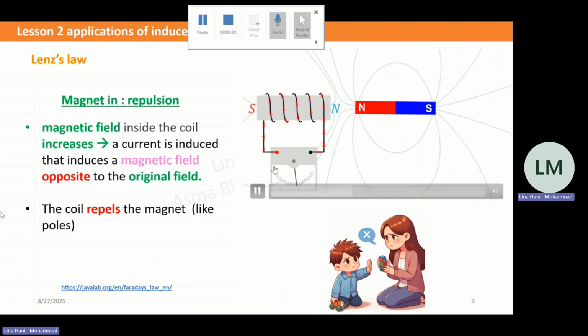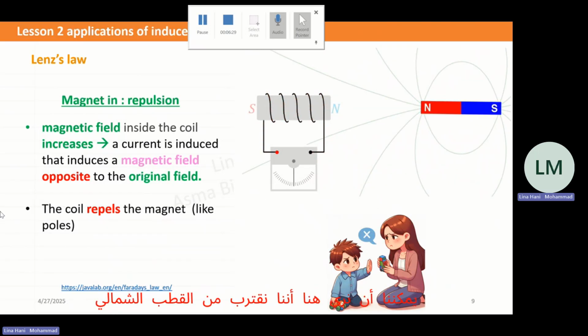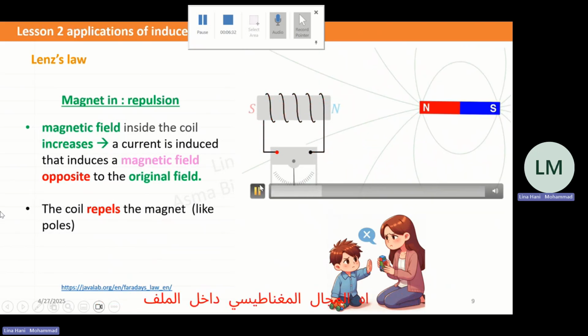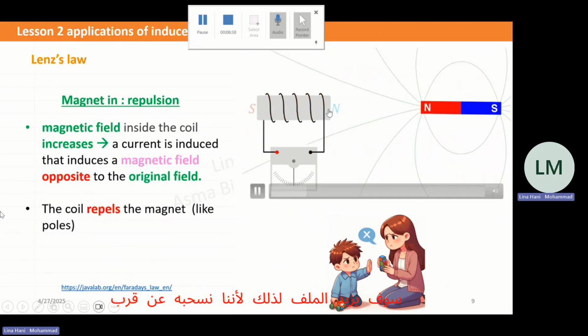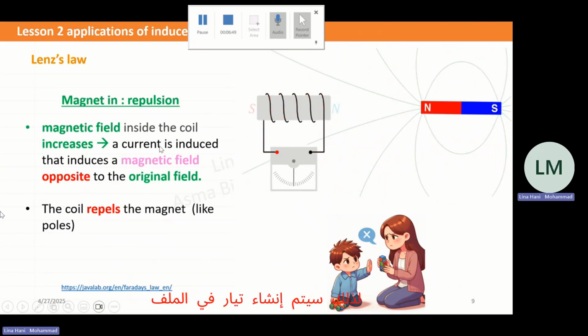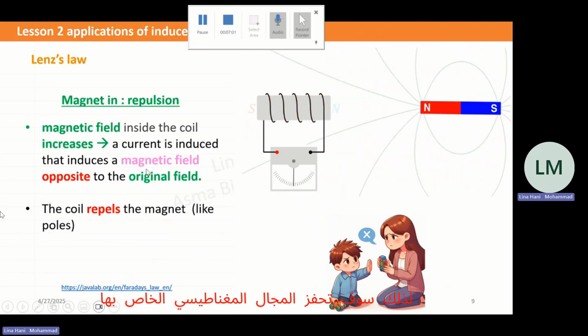According to Lenz's law, when we approach the magnet, you can see here we are approaching the North Pole. The magnetic field inside the coil will increase. So because we are pulling it closer, the number of magnetic field lines crossing this solenoid will increase. So the magnetic field inside the solenoid will increase. So a current is going to be generated in the coil, in the wire, such that it will try to decrease the magnetic field. So it will induce its own magnetic field, and it's going to be in the opposite direction of the original field.